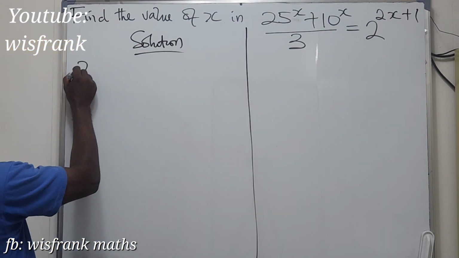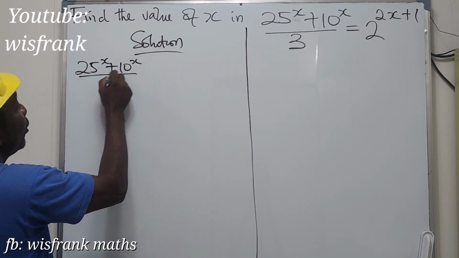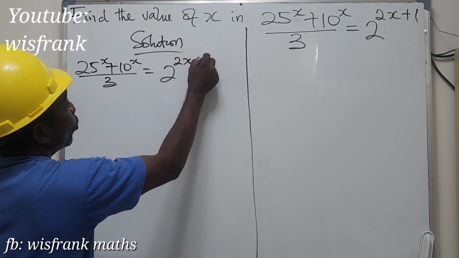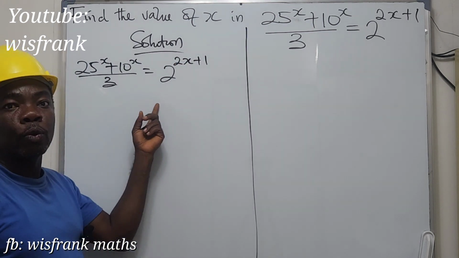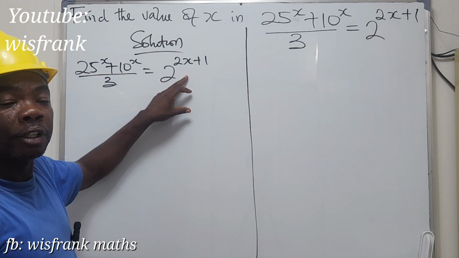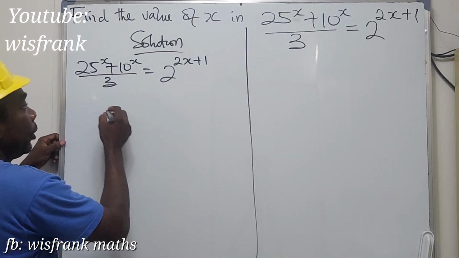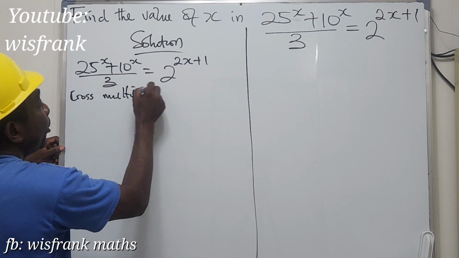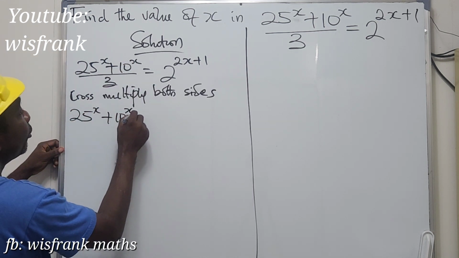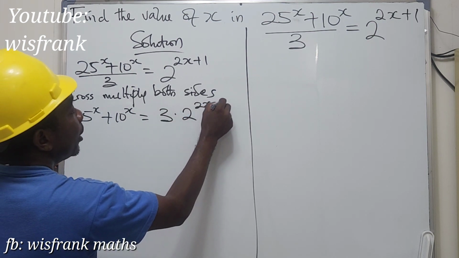So we are given 25 to the power of x plus 10 to the power of x all over 3 equals 2 to the power of 2x plus 1. So this is the equation, and we have a fraction here. So what we are going to do is to cross multiply both sides. So here it will become 25 to the power of x plus 10 to the power of x equals 3 times 2 to the power of 2x plus 1.